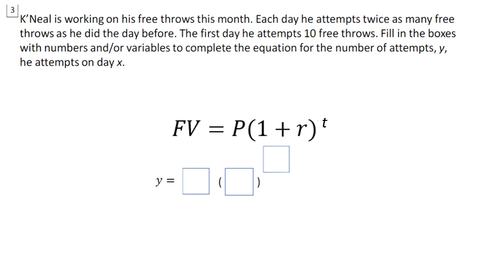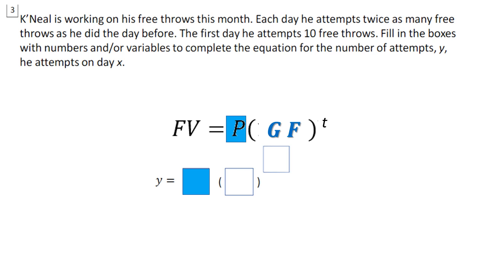But with Keneal's free throws, this should work out for us okay. With the same idea, we are going to replace the 1 plus r with a growth factor. And we've talked about that before, because instead of increasing by a certain percent, we're just going to keep multiplying by a number over and over and over again. But let's start with that first number.